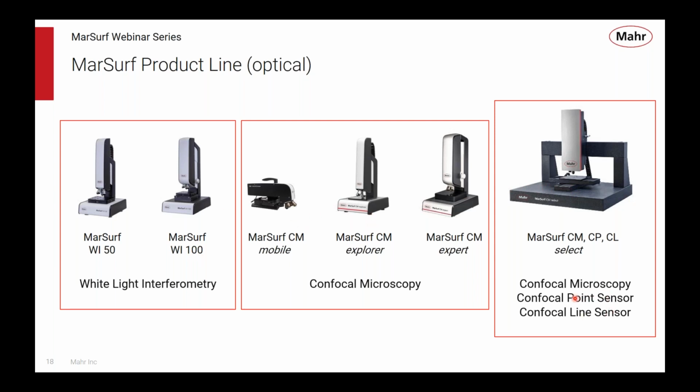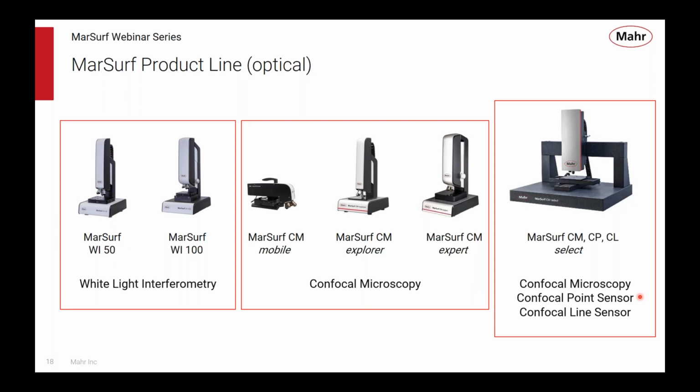We can add a confocal point sensor or a confocal line sensor. So the confocal microscope or the confocal microscopy kind of approach is you take an image, and the image is an X, Y, and Z height image. It's one snapshot in time. You get a whole three-dimensional image, whereas the confocal point sensor works a lot more like the tactile systems. It is confocal, but it only measures one point at a time, and you move it across the surface like you move a diamond across the surface to scan over the surface. So it's kind of somewhere in between a tactile method and a confocal method.